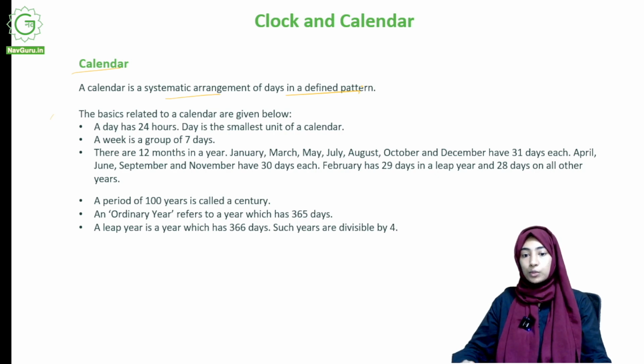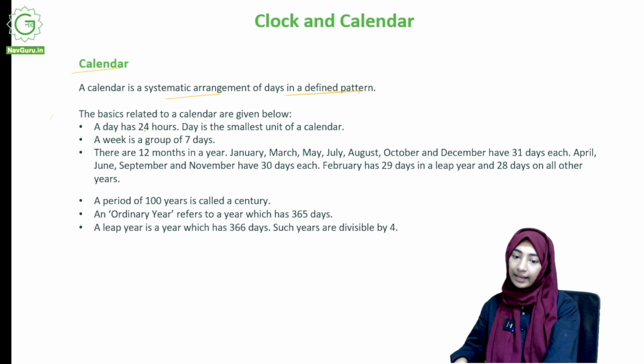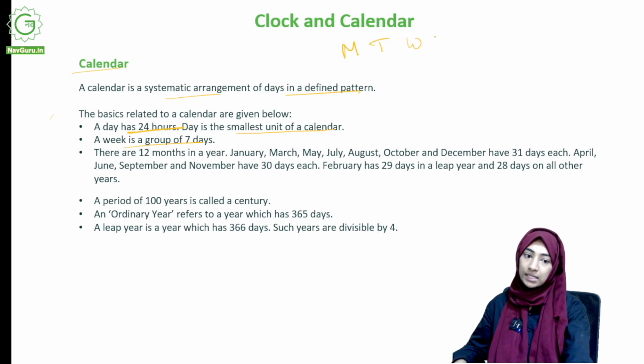Now we will go through some basics related to a calendar. A day, how many hours does a day have? 24 hours. A day is the smallest unit of a calendar. A week is a group of 7 days. So what do we mean by a week? A group of 7 days. You take 7 days and name them Monday, Tuesday, Wednesday, Thursday, Friday, Saturday, Sunday, right?